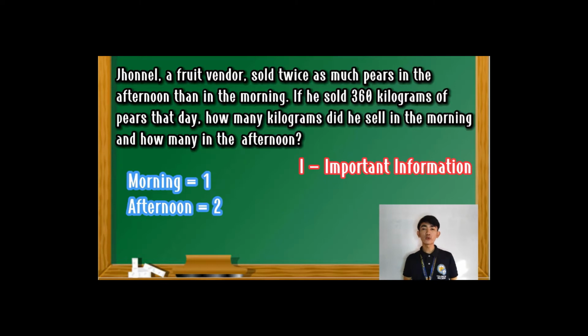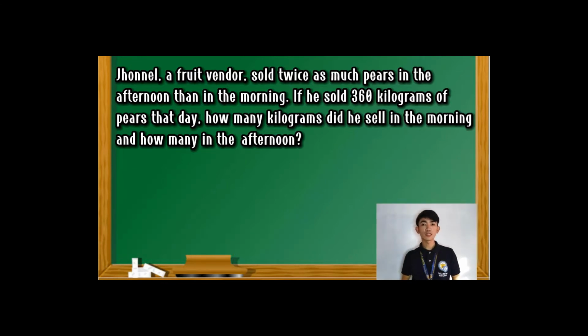We have another information which is the total kilograms he sold that day, and it is equal to 360 kilograms. Take note that other informations in the problem are not important and can be ignored while solving the problem. So it is crucial for you to analyze those informations.